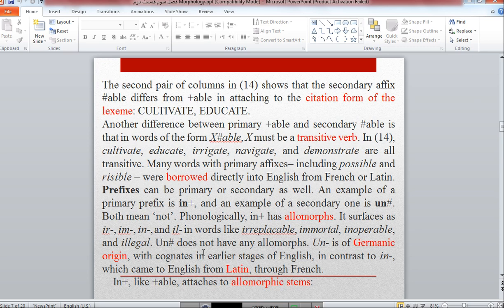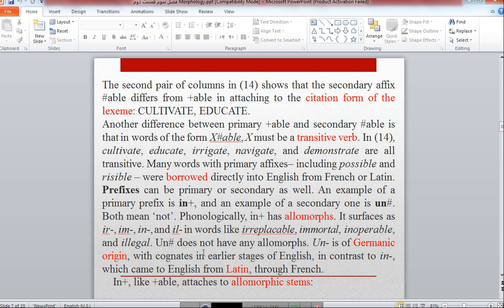Speakers are able to isolate both primary and secondary affixes when presented with words that contain them. Possible may be stored in the lexicon as a whole, but it is nevertheless analyzable. A person such as a child or a second language learner encountering possible for the first time will recognize it as an adjective because it ends in able.